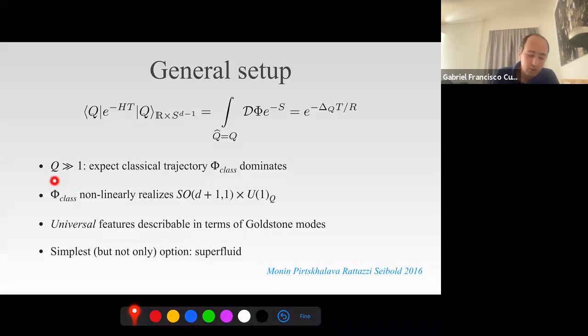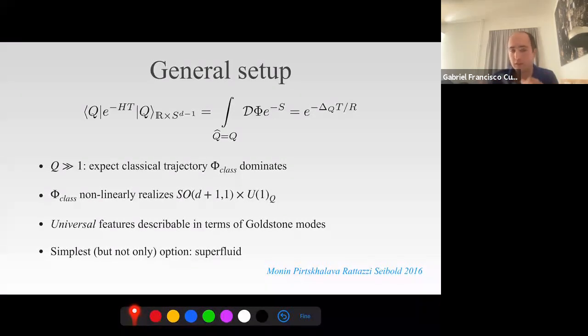And the classical trajectory, in general, will realize non-linearly some of the symmetries of the theory. Even though there is no spontaneous symmetry breaking in finite volume, the classical trajectory will break some symmetries. This in turn implies, generically, that you expect a universal description in terms of the Goldstone modes implied by the symmetry breaking pattern of this trajectory. And the simplest, but not only, option is a superfluid profile. But essentially, in the case of U(1) symmetries, staying away from the large n limit at least, you expect two possibilities, depending on whether or not the U(1) is broken.